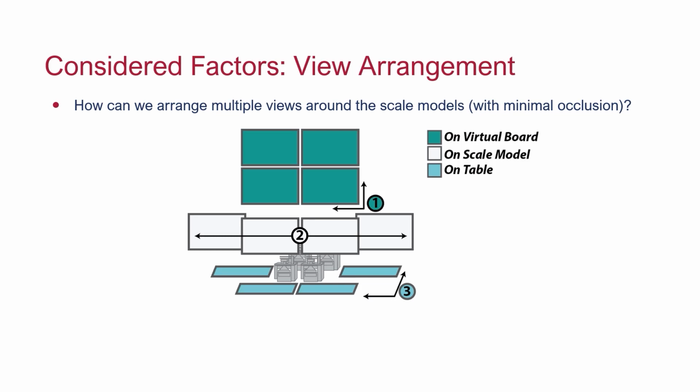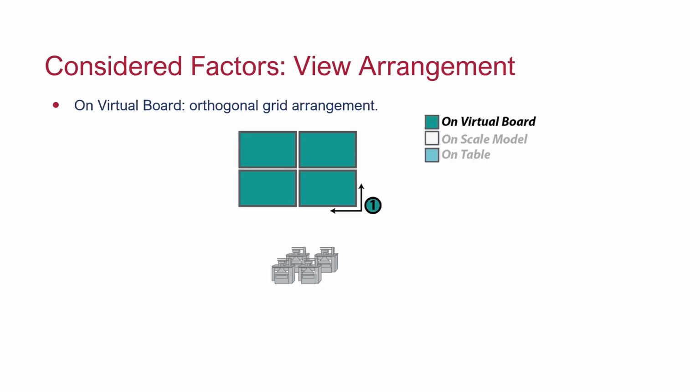The second factor to consider is the view arrangements, which dictates how chart views are positioned in the spatial context surrounding the scale models. One crucial requirement we aimed to fulfill was to minimize the occlusions among chart views. To satisfy these conditions, we introduced three distinct view arrangements. The on-virtual board arrangement offers an orthogonal grid layout for facilitating chart comparison tasks.